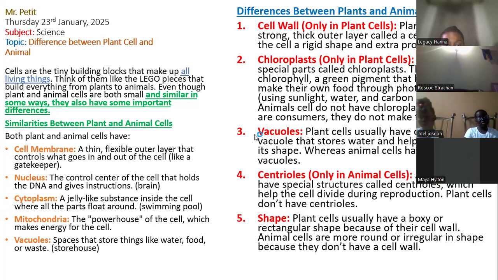What are the differences between plant and animal cells? Plant cells have a cell wall, and an animal cell... Do animal cells have a cell wall? No, sir. Good. So plant cells have a cell wall, animal cells do not, right? Yes, sir. Good. What else? Plant cells have chloroplasts and animal cells don't. Very good. What else?